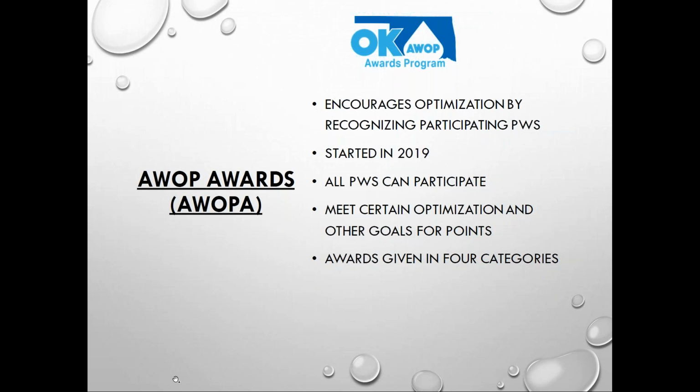We are allowing all public water supplies to participate because any system that's interested in optimizing, we want to make sure and help them and recognize them for that. They have to meet certain criteria to get points, which includes various optimization goals, as well as things like capacity development assessments and water loss audits. The 4 categories we have are surface water, groundwater, purchased water, and non-community water systems. Next slide, please.